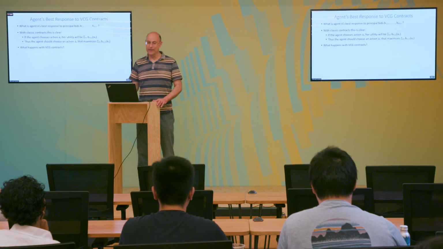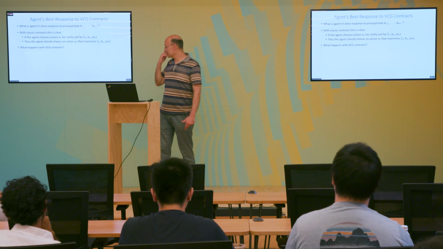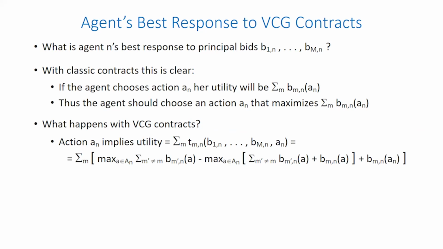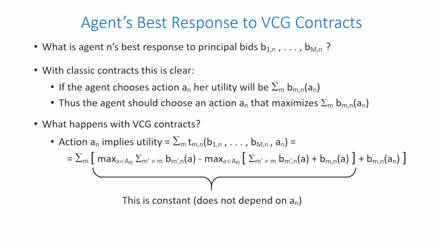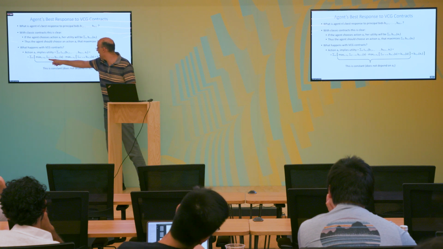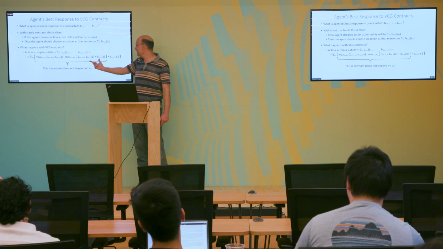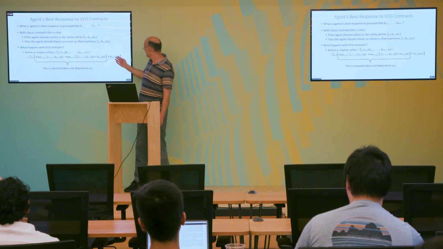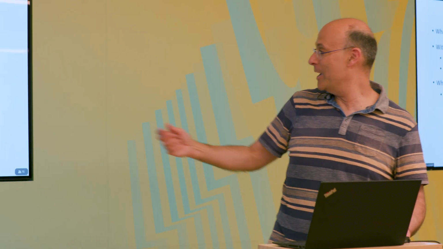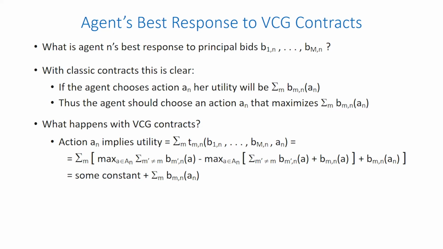What will be the action that the agent will choose in VCG contracts? The agent will simply choose the action that maximizes the sum of payments. It's no longer the bids, it's the payments. But if we write the formula for the payments, so I just did copy-paste, we could see that the first term is constant because this is a maximum over all actions, so it doesn't depend on the specific action that the agent takes. The second term, again, doesn't depend on the action that the agent takes, so it's a constant. So it only depends on the bid, even though the actual payment will not be just the bid, it will be the bid plus minus something. And so it's going to be a constant plus the sum of bids, exactly like in the classic contract.